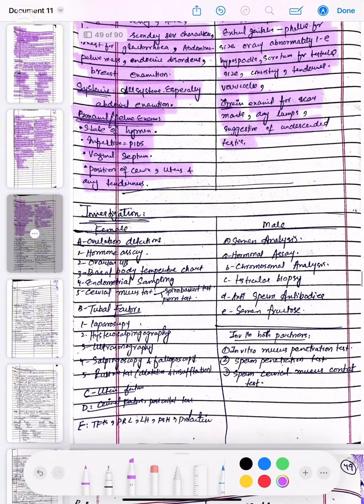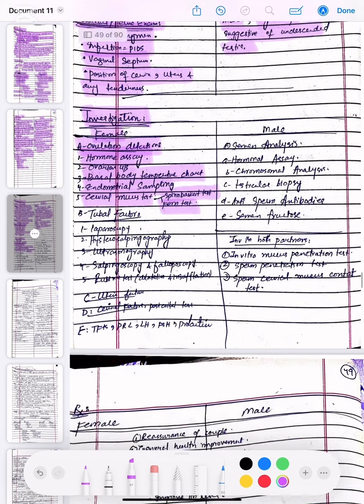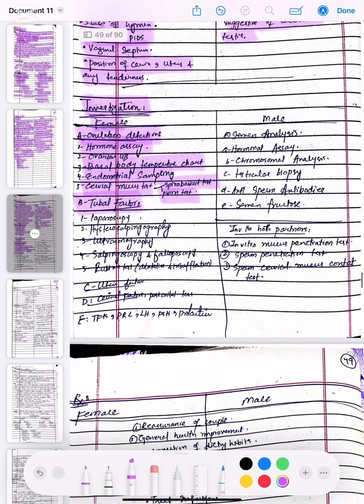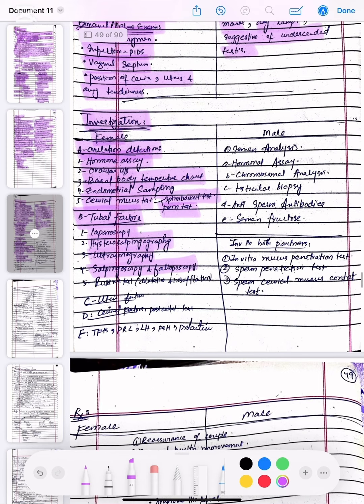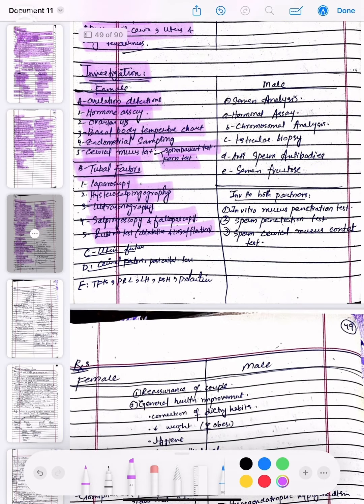Now the investigation options for female are that ovulation detection is done, that is hormone assay, ovarian ultrasound, basal body temperature chart, endometrial sampling, and cervical mucus tests, which are the Spinnbarkeit test and the fern test. Then we will do the tubal factor tests, that is laparoscopy, hysterosalpingography, ultrasonography, salpingoscopy, falloposcopy, and Rubin's test, that is dilatation and insufflation.